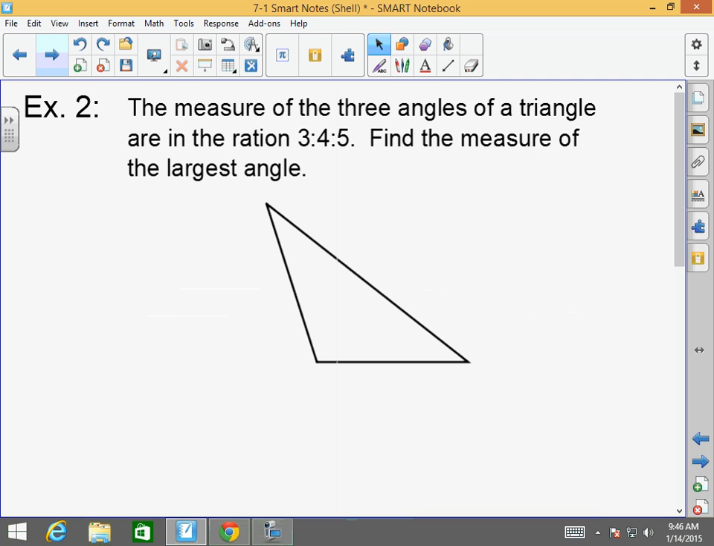Okay, example 2. The measure of the three angles of a triangle are in the ratio, sorry, my bad, in the ratio 3 to 4 to 5. Find the measure of the largest angle. We've done these types before. What do we do when we have a ratio here, my brother?